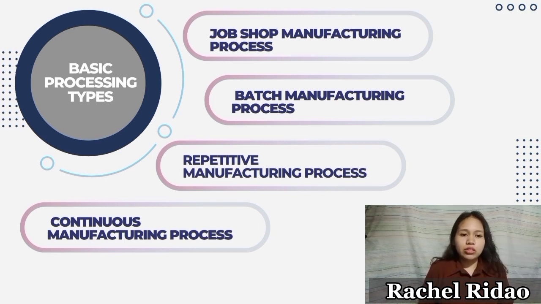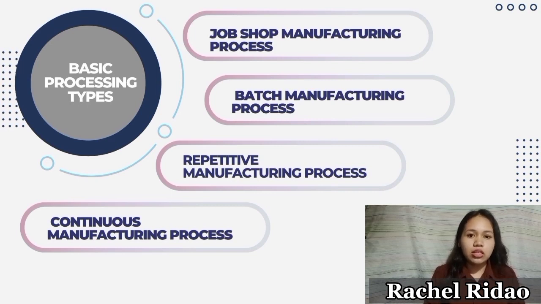Itong batch process, nagpo-produce sila ng limited quantities ng mga identical products which are manufactured on the same set of machines. In short, nagpo-produce sila ng same goods in batches using same equipment or process. For example, sa t-shirt manufacturing company, they produce 50 red t-shirts for first batch, followed by 50 blue t-shirts and then 50 green t-shirts. So that's what we call batch production.